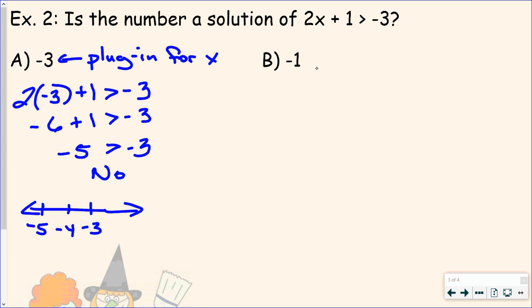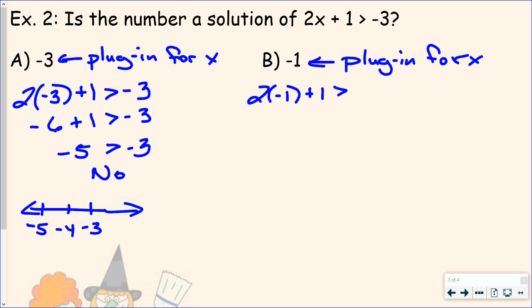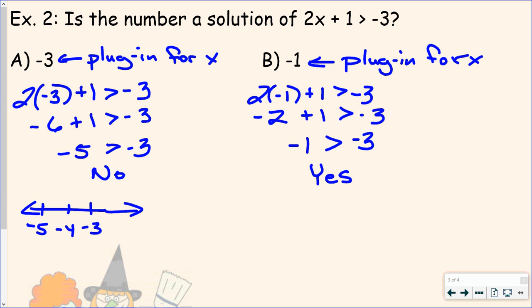Now we'll plug in negative 1 for x. So this is like two separate problems. The first one said, okay, is negative 3 a solution? No. All right, well, let's check negative 1. So we have 2 times negative 1 plus 1 is greater than negative 3. Multiply first, so negative 2 plus 1 is greater than negative 3. Negative 2 plus 1 is negative 1. And negative 1 is greater than negative 3. That is true. So the answer to this one is yes. So this was no, this is yes.